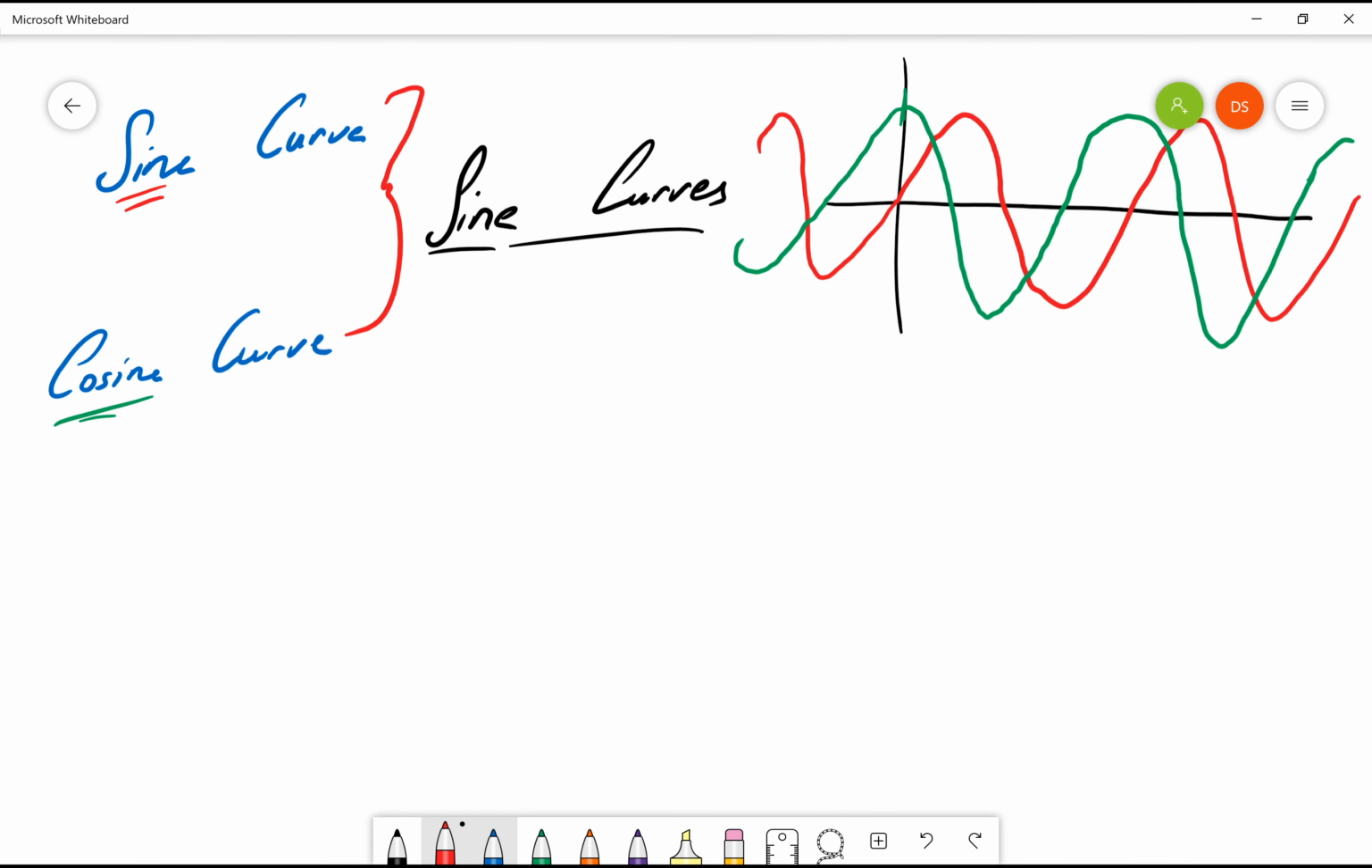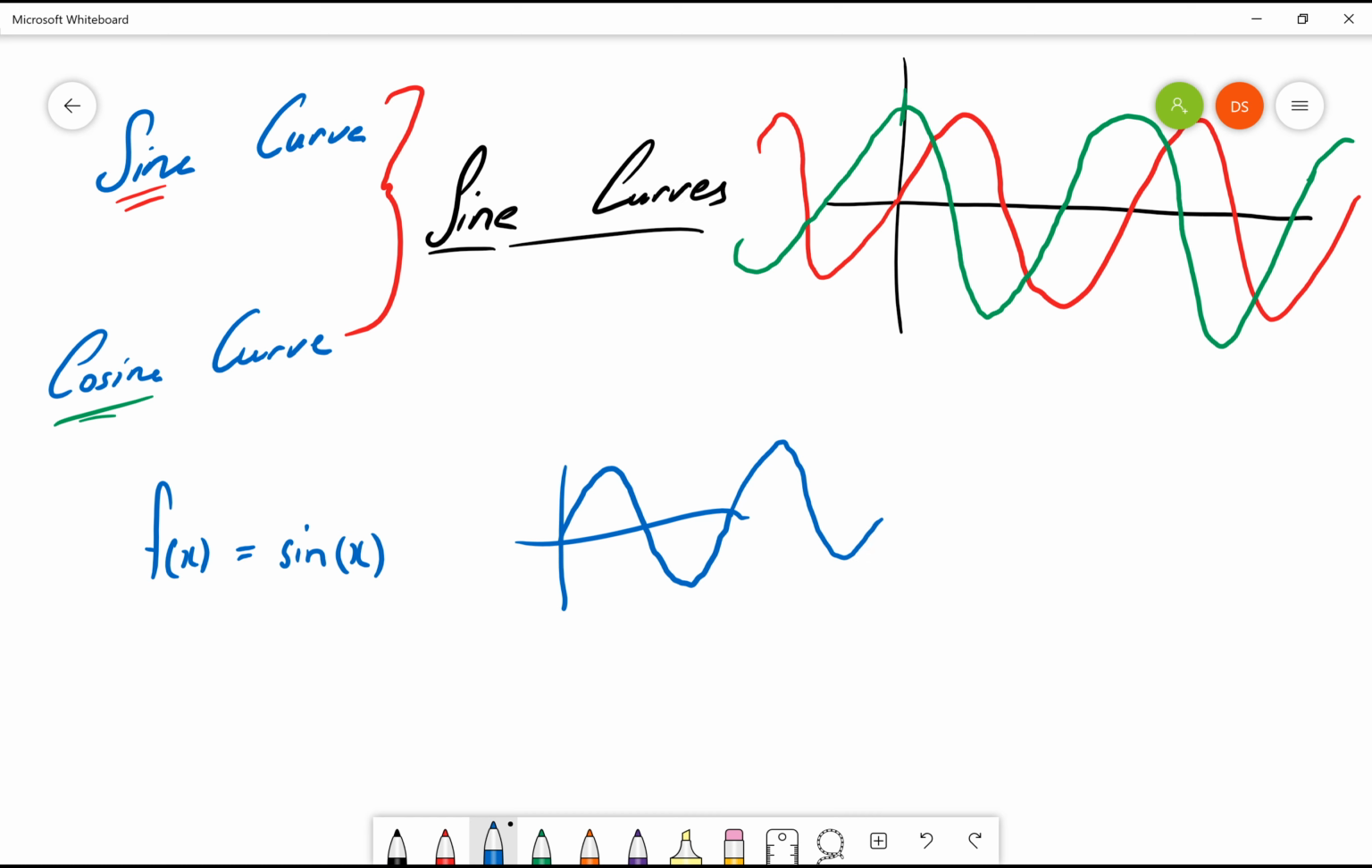But first off, let me write what the functions are. So this one's a sine curve, sine of x. And I'm going to put that in brackets. Sine of x is really, really simple. It starts at 0, goes up, then comes back down. Then goes down, and then comes back up. That's a sine curve. It repeats. It's a periodic function, so it will keep going. But I'm not going to worry about that part just yet.